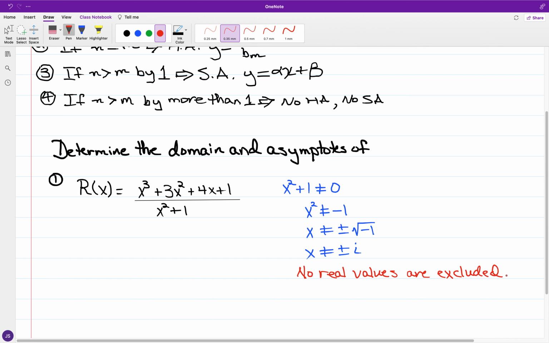So if there's nothing from the real number system that is excluded, that means that for the domain, we're going to end up with the set of all real numbers. And furthermore, since no real values are excluded, there's no excluded value that will become a hole in the graph of the function or a vertical asymptote. So in this case, we don't have any vertical asymptotes since we don't even have an exclusion from the domain.